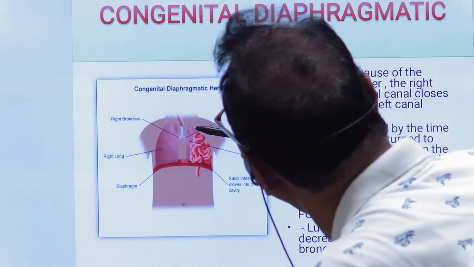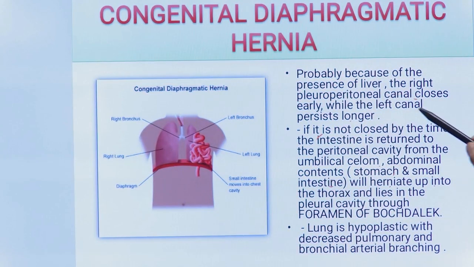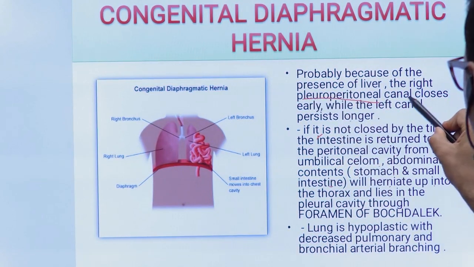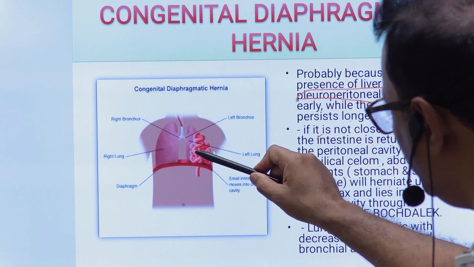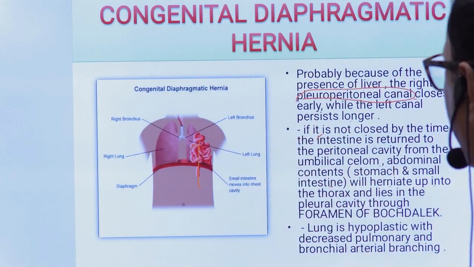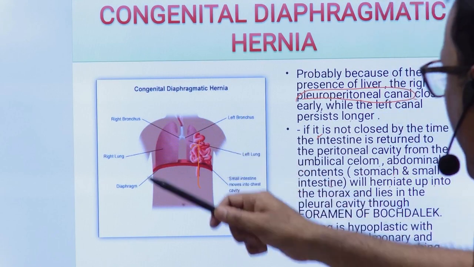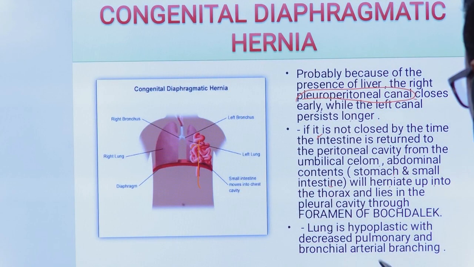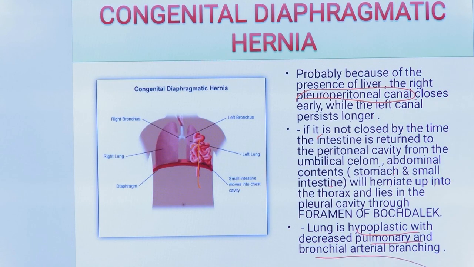So see this one, the abdominal wall, which will not contract the pleural... this is the pleuroperitoneal canal. If this pleuroperitoneal canal is not closed, then it will allow the abdominal contents to remain over here, and this will form the congenital hernia. And since it will occupy most of the space of the thorax, the lung will be hypoplastic with decreased pulmonary and bronchial arterial branching.